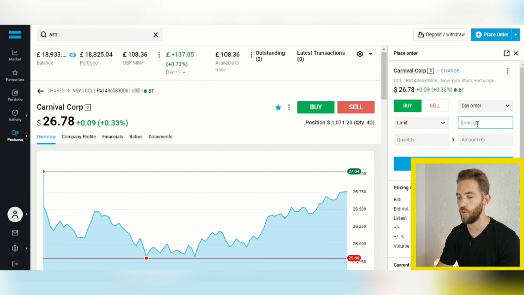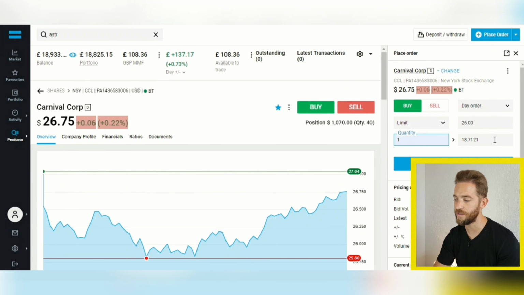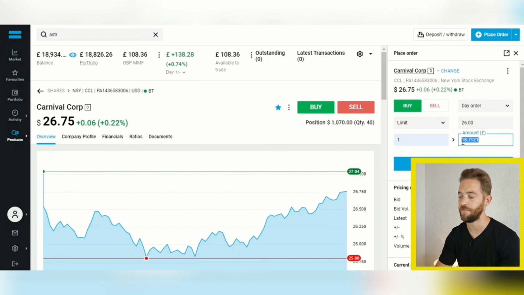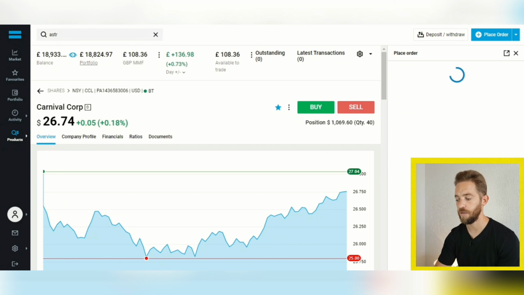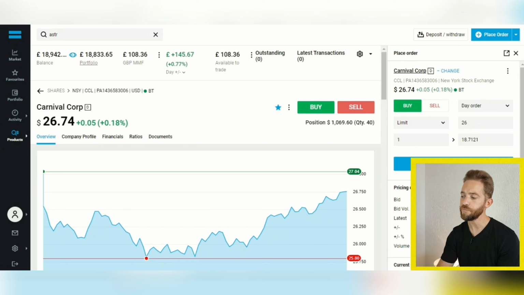But the basics of a limit order is trading at 26.78 now. Let's say I want to buy it at 26 and I want to buy one share. I pop the details in there. It exchanges it for me and tells me it will cost me £18.71. That's the impact on my free funds. And then you click place order. It will show you the fee before it actually tries to execute, and then you confirm from there. I'll cancel it off because I don't actually want that one.